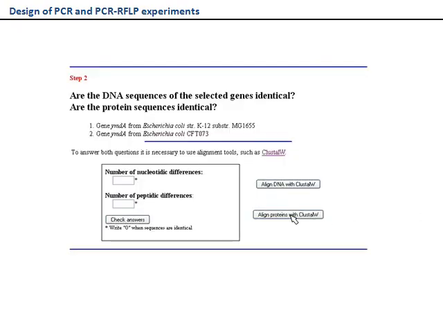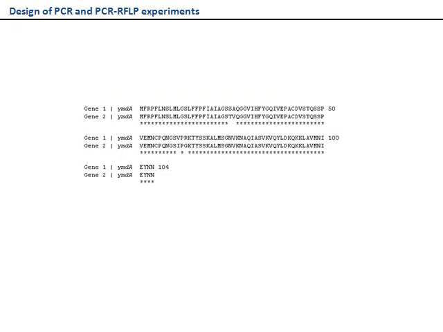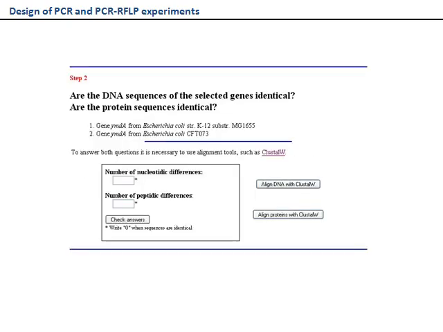Next, protein alignment is performed. In this case, the peptidic sequences are shown. As in DNA alignment, asterisks indicate matches for amino acids, and absence of asterisks indicates the existence of differences. Again, the service shows the number of differences at the bottom. In this example, the number of peptidic differences to be recorded is 4.